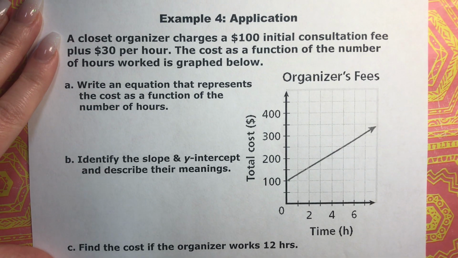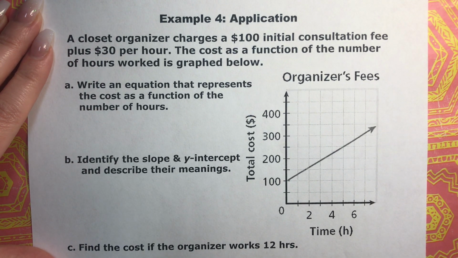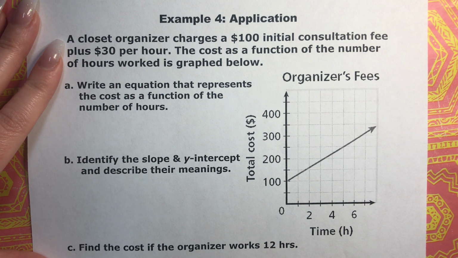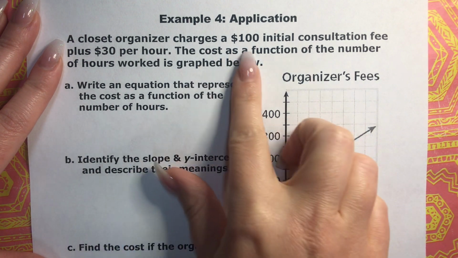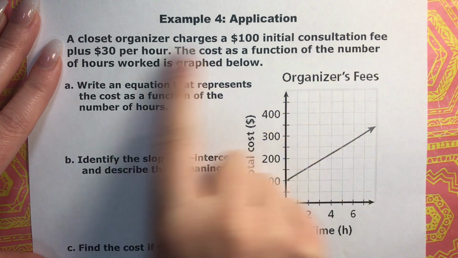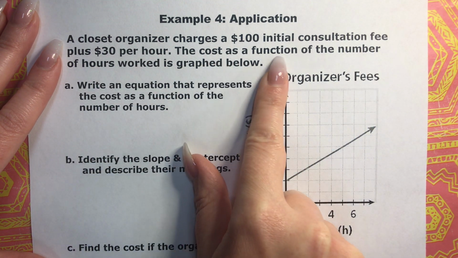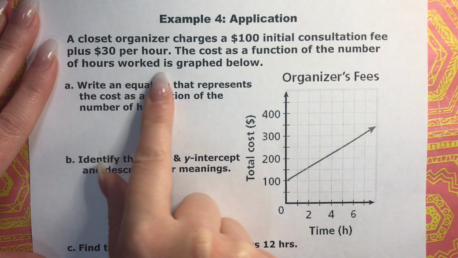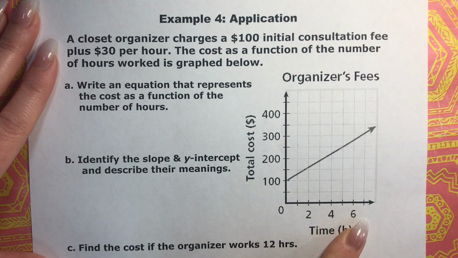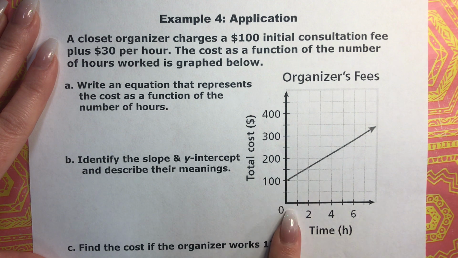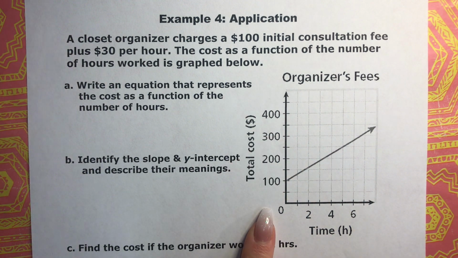All right, let's look at example 4, which is an application problem. It states a closet organizer charges a $100 initial consultation fee plus $30 per hour. The cost as a function of the number of hours worked is graphed below. So here, these are the organizer's fees. Here's our graph. Here's the time and the total cost.